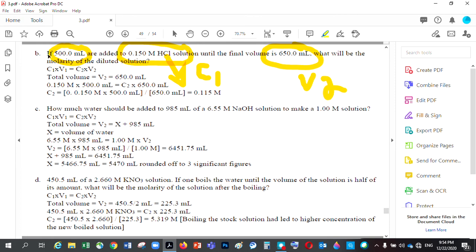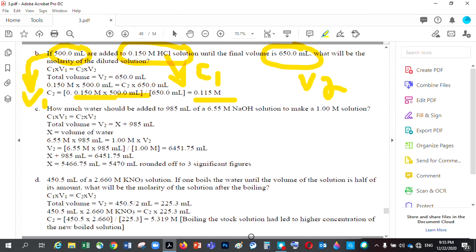And this one here is my V1. Just set it up here, divide, calculate C2, and you get the answer 0.115 molar.